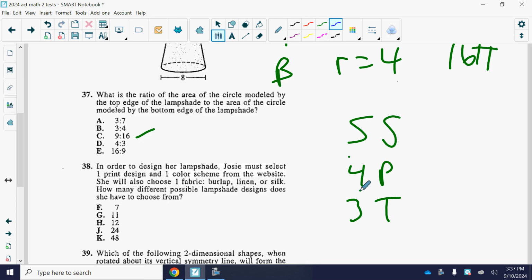You times them. So what do I have? One print design, one color scheme, and one fabric, burlap, linen, or silk. So that's 3. So the answer is easy. It's K. 4 times 4 times 3 is 48.